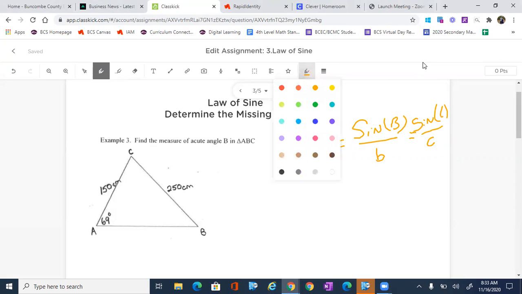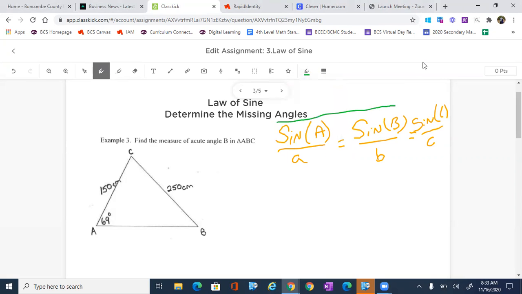Now, we only really need 2 of these ratios to do anything. So it doesn't really matter. We just use sine of an angle over its side equals the sine of another angle over its side. Now, what does that mean?